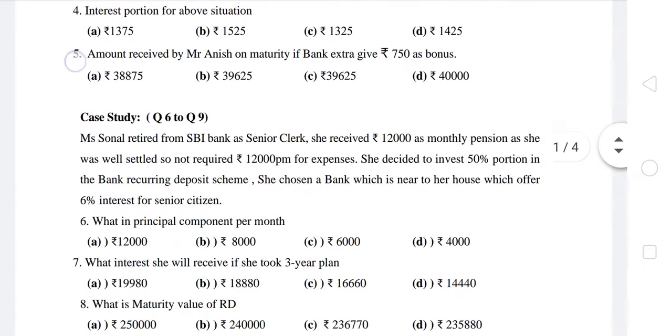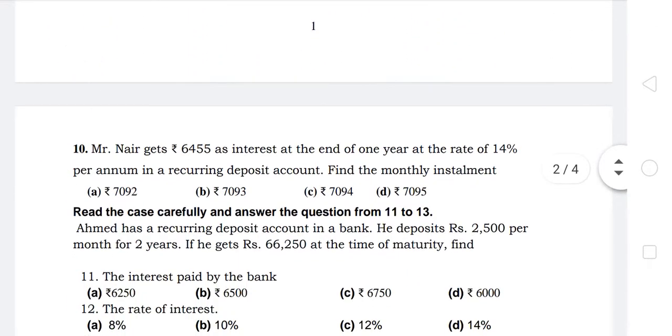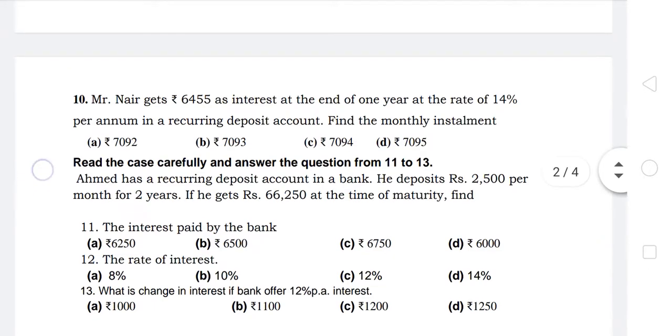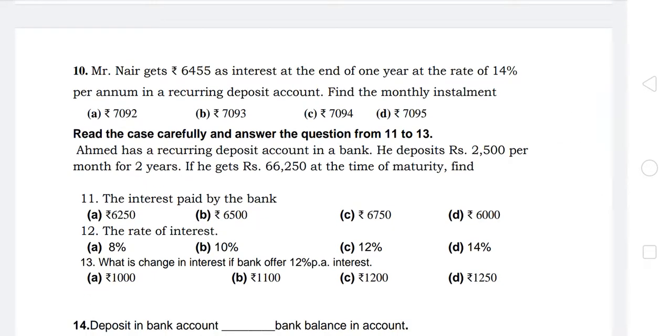Then come to question number 10. Mr. Nair gets 6,455 as interest at the end of 1 year at the rate of 14% per annum in a recurring deposit account. Find the monthly installment. So here the monthly installment I have calculated and given the answers like that.